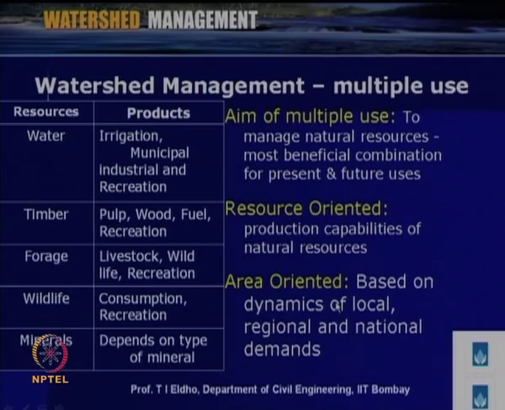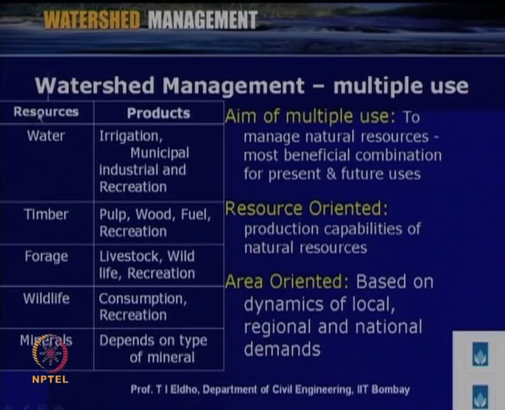So, what kind of demand is there? For example, as far as agricultural practices are concerned, whether the region requires rice or wheat or vegetables. So, accordingly the farmers can plan the various agriculture practices. So, now here in this slide I have put a table where the various resources are listed and then its products within the perspective of multiple use are listed.